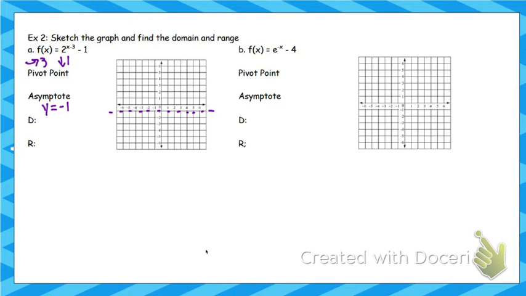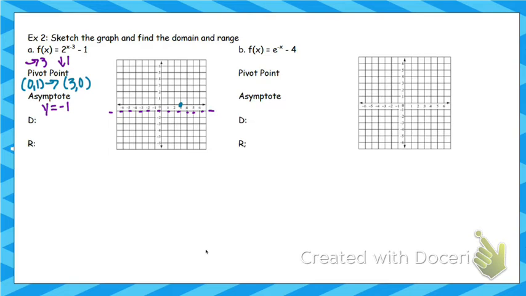Now let's find the pivot point. The normal starting pivot point is 0, 1, because anything to the 0 power is 1. But we need to see how that point's going to look different. We're going to shift that point right 3 and down 1. So if I take 0, 1 and I go right 1, 2, 3 and down 1, that new location of that point is at 3, 0. So that is my new pivot point.